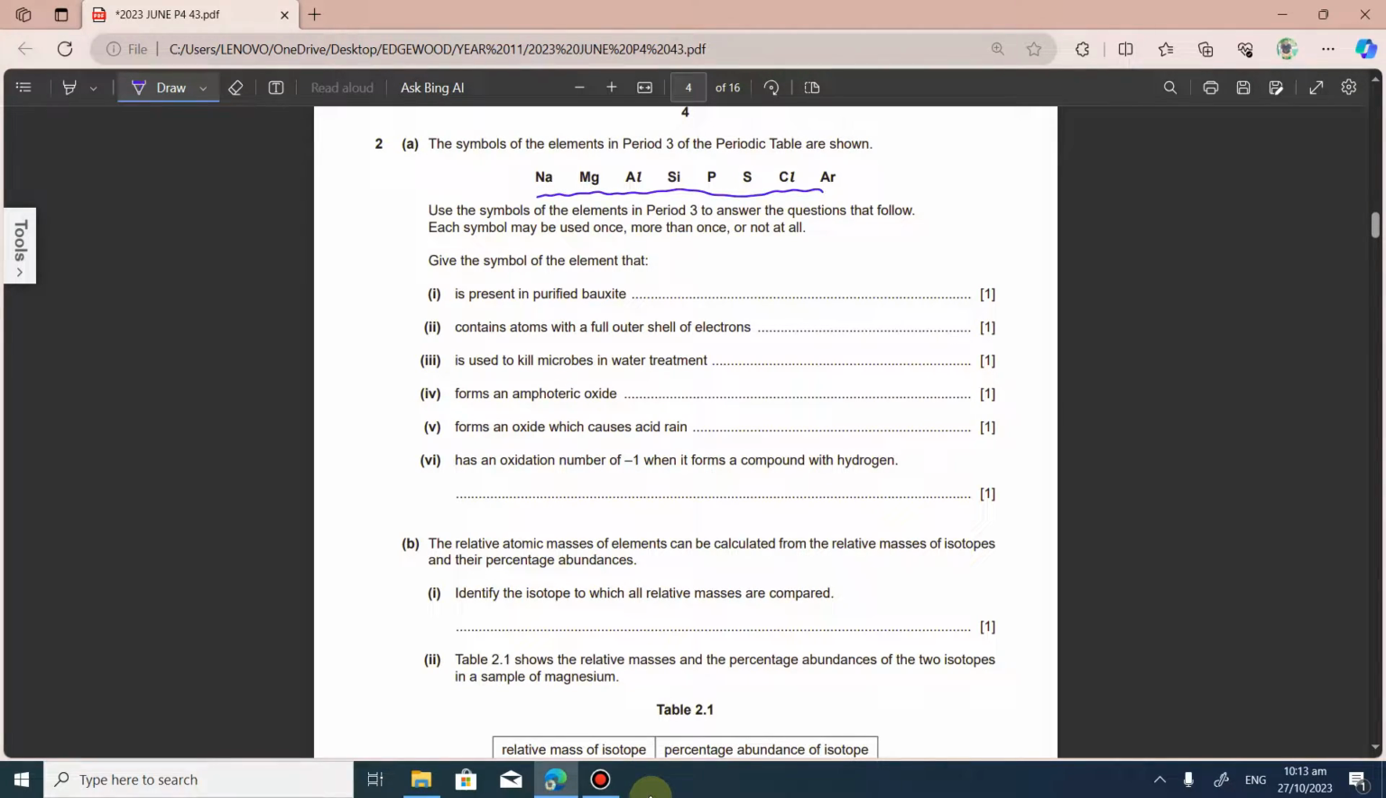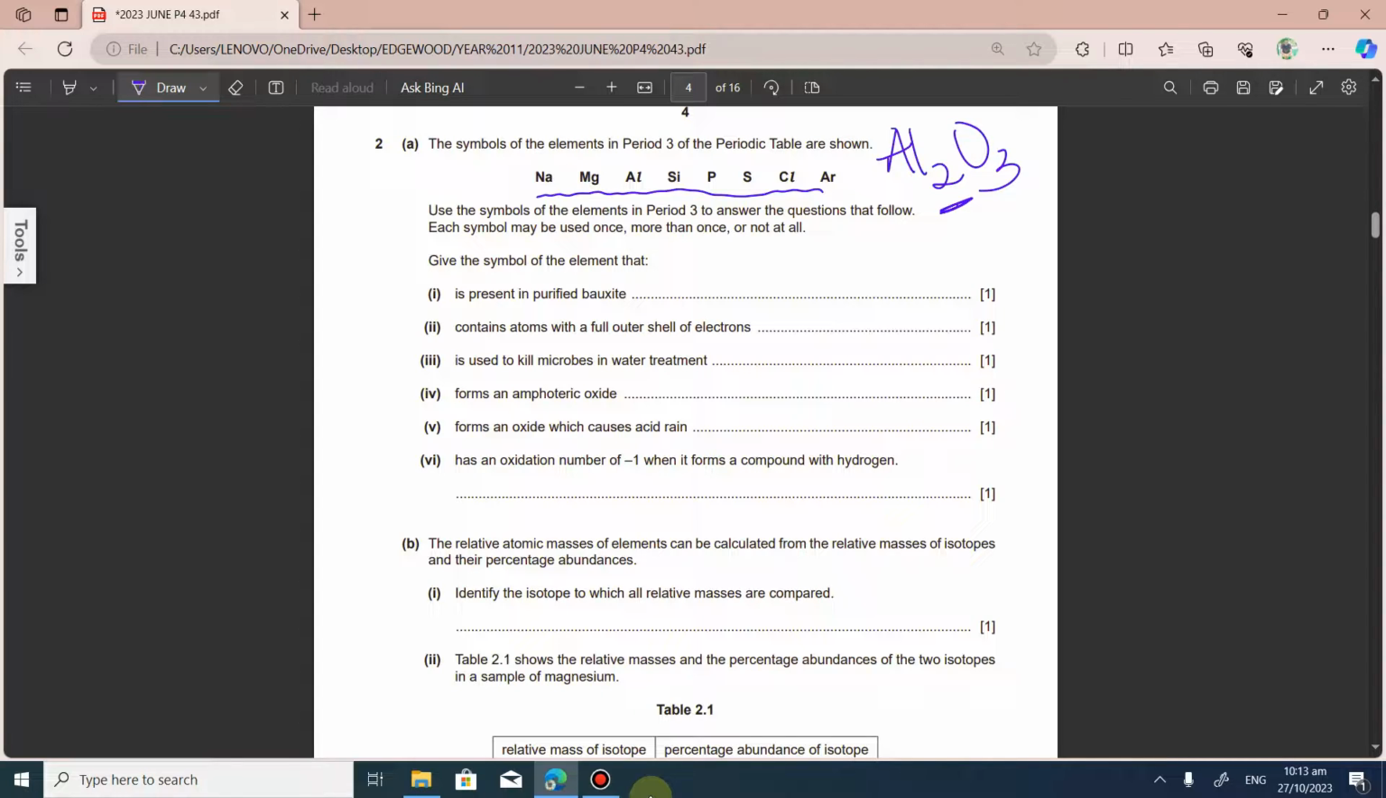And then you are expected to use these symbols to answer the questions as usual. So the first one is, which of them is present in the purified bauxite? Now remember, in the extraction of aluminium, the bauxite is purified, and the purified bauxite is also known as aluminium oxide. So this is the purified bauxite. So which of them suits into the list we are given?